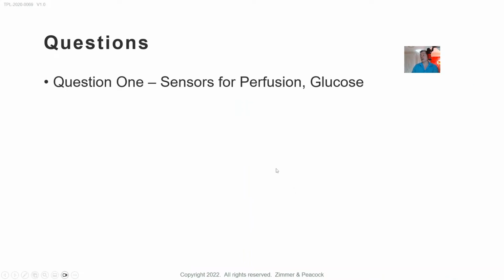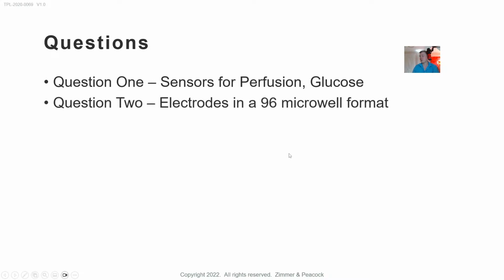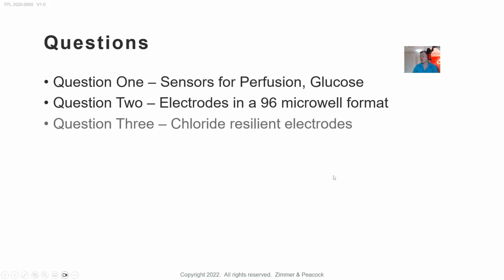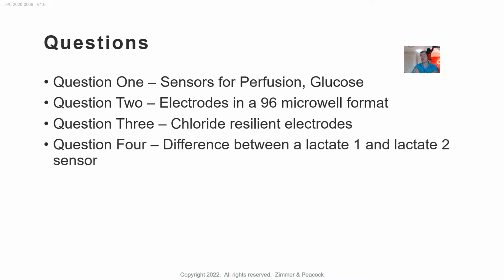So question number one was, those glucose sensors at 25 mils per minute, you should be fine. The 96 well, you can connect to each well separately through what's called pogo pins on the backside. And we do have a parallel potentiostat. Chloride resilient electrodes, I hope I've described the way that we would make a chloride resilient electrode. Difference between a generation 1 lactate sensor and a generation 2 lactate sensor: generation 1 uses oxygen as the mediator, generation 2 uses an artificial mediator put in there by the sensor manufacturer.